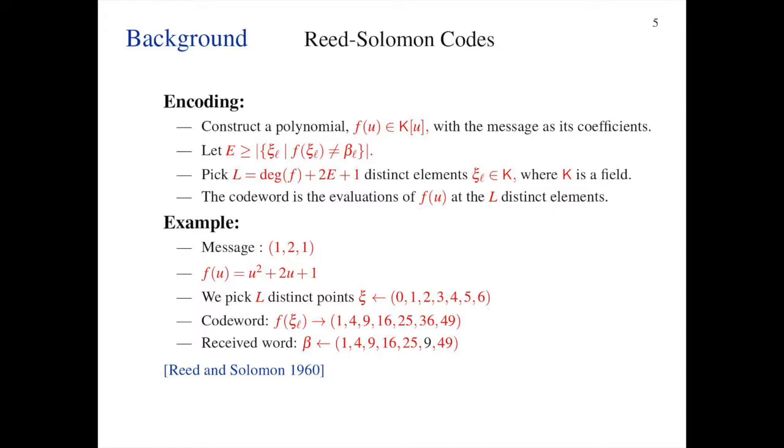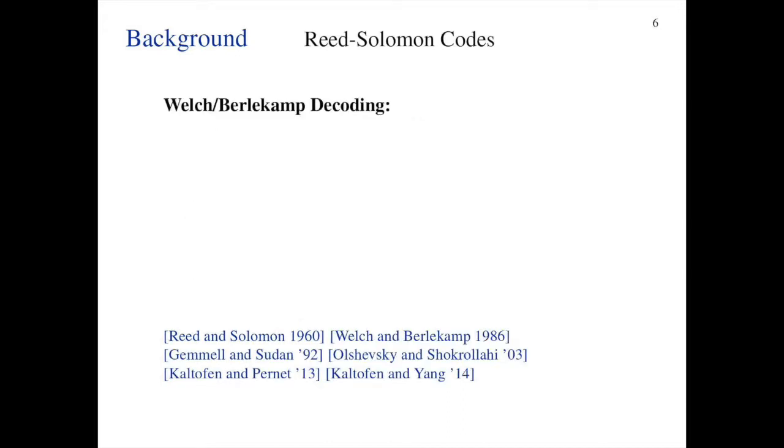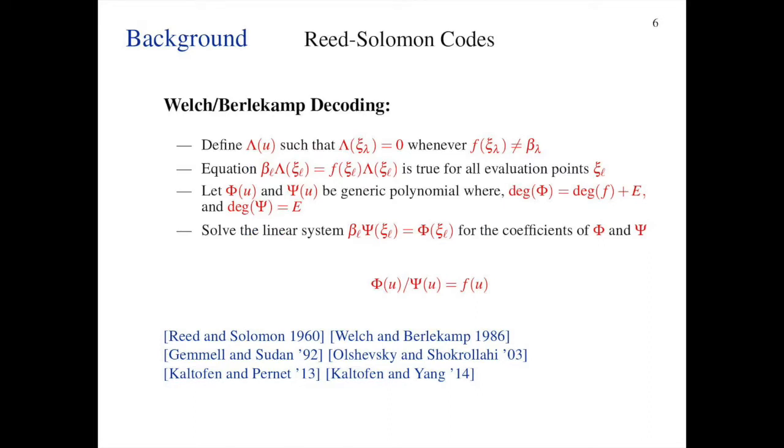Because the F is 2E, 4, did I do it right there? 4, 6, 2E plus 1. So anyways, the code word has capacity to correct at least 2 errors, and so if this were the received word, we'd be able to recover the polynomial. And remember, the coefficient of the polynomial is the message that we wanted to send.